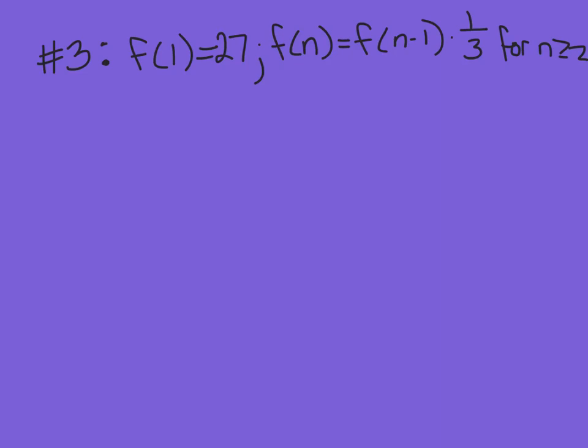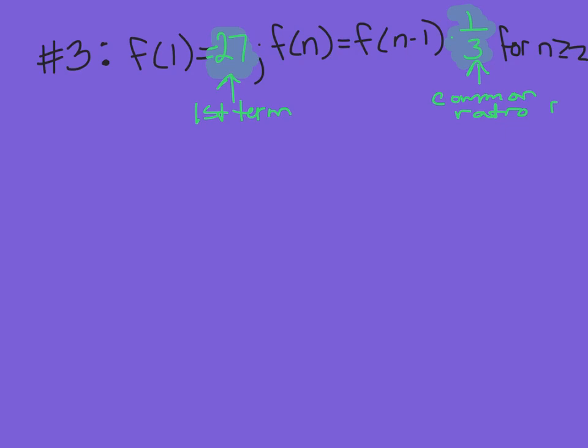All right, so let's do number 3 then on the 13-1 worksheet together. I've written out what it says on there. If you don't have the worksheet, you can just write this down in your notes. It says f of 1 equals 27, f of n equals f of n minus 1 times 1/3, for n is greater than or equal to 2. So 27 and 1/3 are the only new things that are in here. And if we remember correctly, 27 is our first term, and 1/3 is our common ratio, or your r.